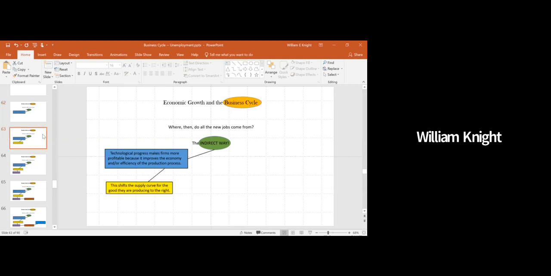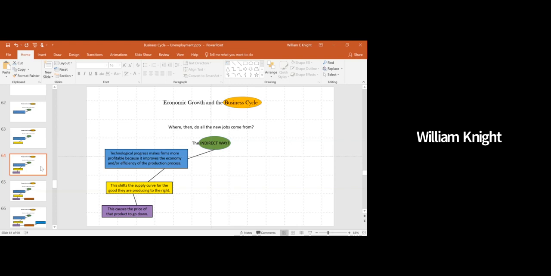Now, we know what economy and efficiency is. We've gone over this several times, but the idea is that it increases the economy or the efficiency, the firm is going to become more profitable. I mean, ultimately, that's the reason for employing the technological change. When this happens, the supply curve for the good they are producing will shift to the right. And if the supply curve shifts to the right, this will cause the price of the product to go down.